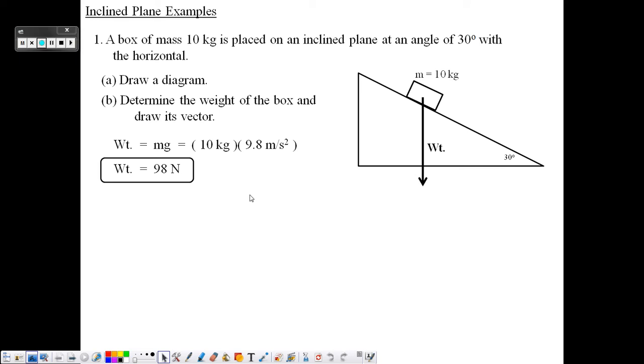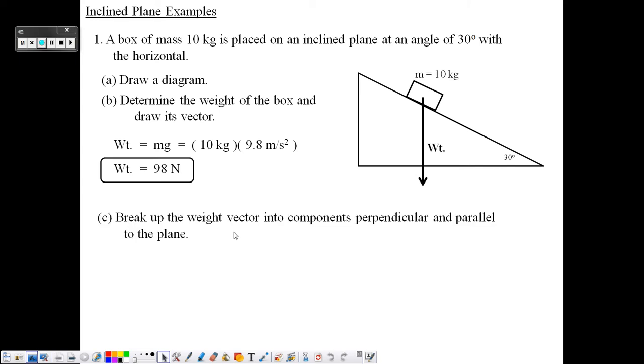Okay, part C, break up this weight vector into components perpendicular and parallel to the plane. So I'm going to take this weight vector, I'm going to draw a couple of components. One of them is going to be perpendicular to the plane, and the other is going to be parallel to the plane. Note that these two vectors form a right angle, and the weight vector is the hypotenuse.